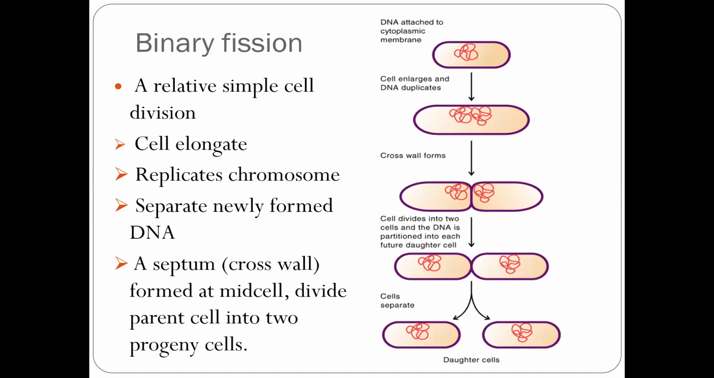So when you see the picture here, that's DNA attached to the cell membrane. Then it will be enlarged and duplicated, and then a wall will be formed. And then the DNA is sent into the 2 exact daughter cells, and then the cells will separate. Okay, so that's called binary fission.